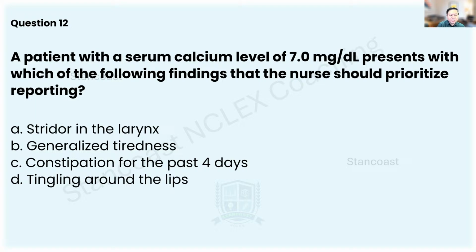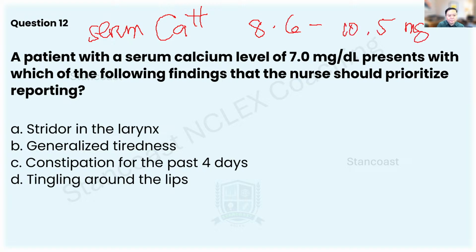Guys, please take note about your calcium level. Serum calcium is 8.6 to 10.5 milligrams per dL. Stick to that range. Your patient's value is already 7.0. This is very low.